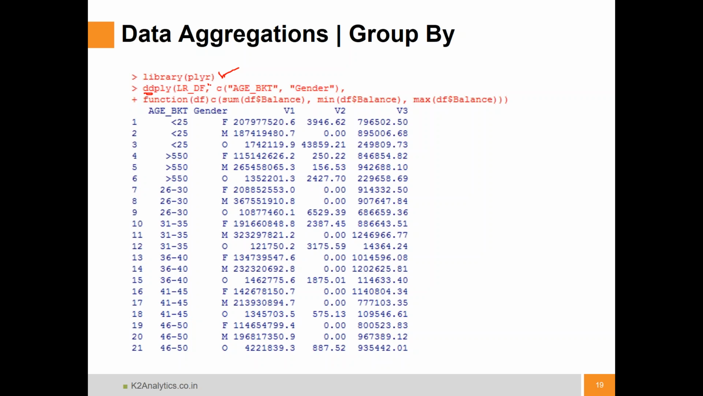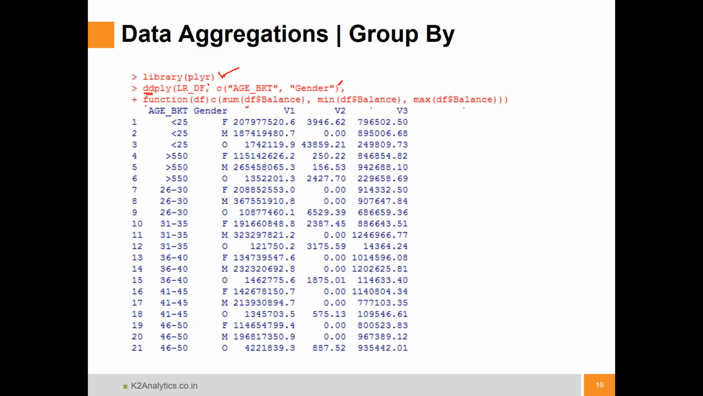Second, you have to specify what are the dimensions. So this is the second parameter. Okay, so I want to do aggregation at age bucket and gender level. Now the third element is when you are doing aggregation, you are actually summing up measures. So I am specifying sum of balance, min of balance, and max of balance.